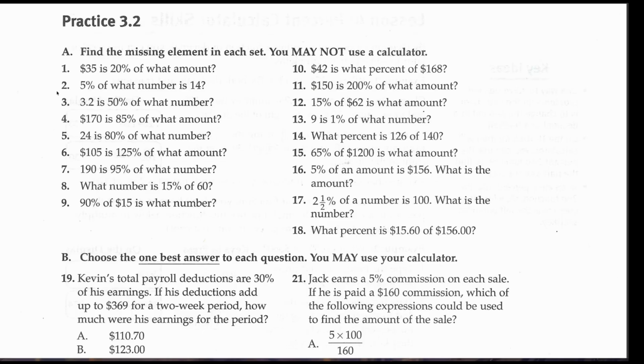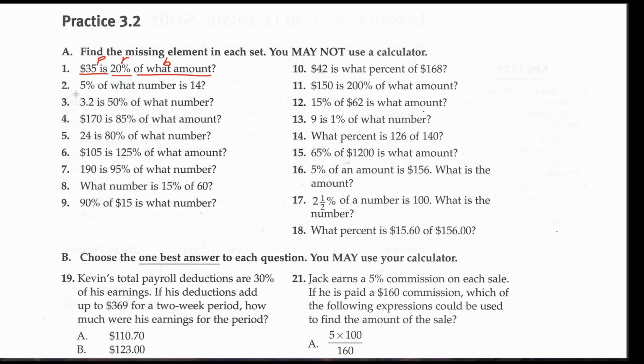Problem 1. $35 is 20% of what amount? So $35, this number is the part. It's next to the word is. 20% is the rate. Of what amount? You see, what amount comes after the word of. So that is the base.